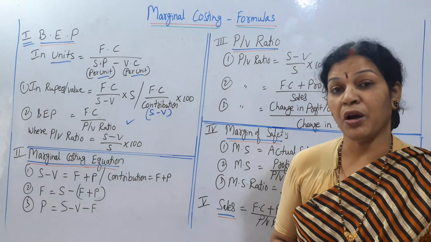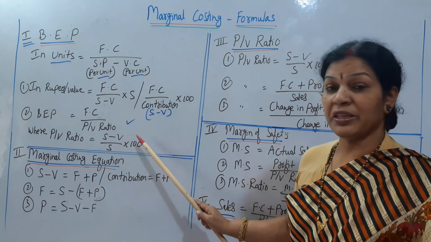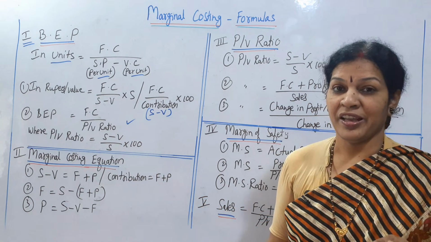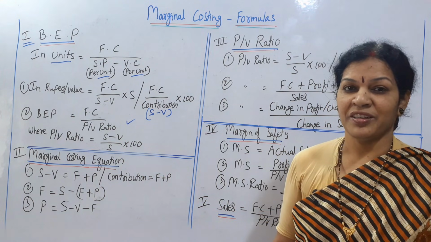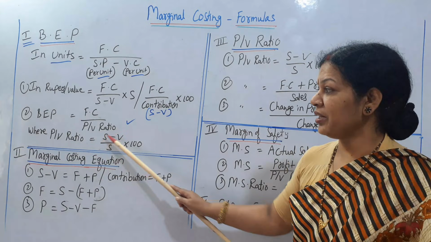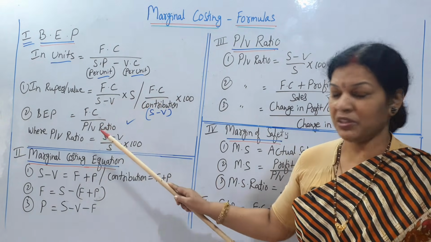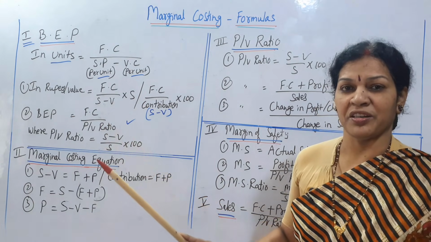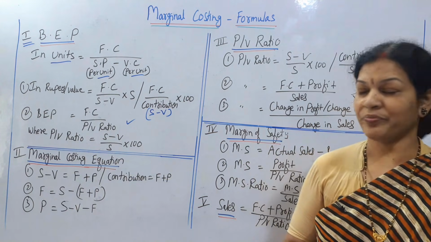What is PV ratio? How do you get the PV ratio? PV ratio formula is S minus V by S into 100. Easy to remember. S minus V by S into 100. So that you will get the PV ratio. General formula is fixed cost by PV ratio. PV ratio, how do you get? S minus V by S into 100. So this is about calculation of break-even point.